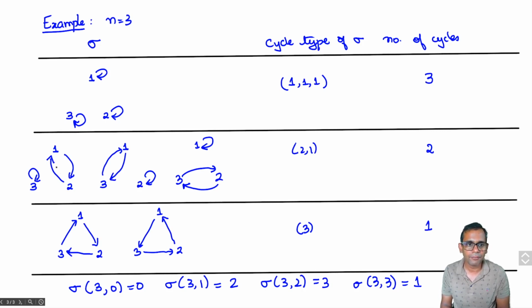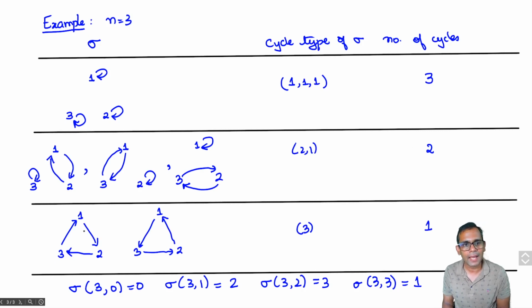Here we have permutations which have a 2-cycle and a 1-cycle. There are 3 of them. So this first one here takes 3 to 3 but interchanges 1 and 2. This one takes 2 to 2, interchanges 1 and 3. This one takes 1 to 1 and interchanges 2 and 3. So these 3 have cycle type 2, 1, and the total number of cycles here is 2.